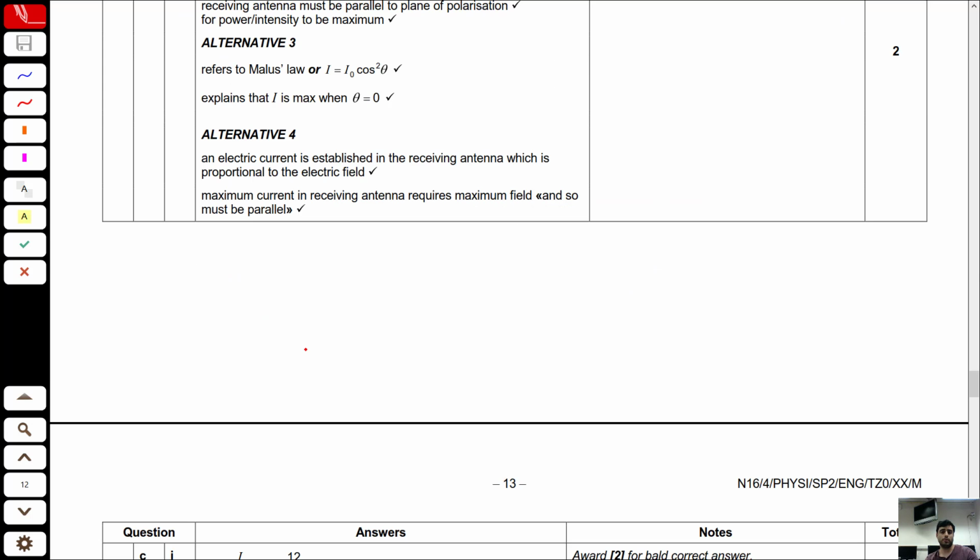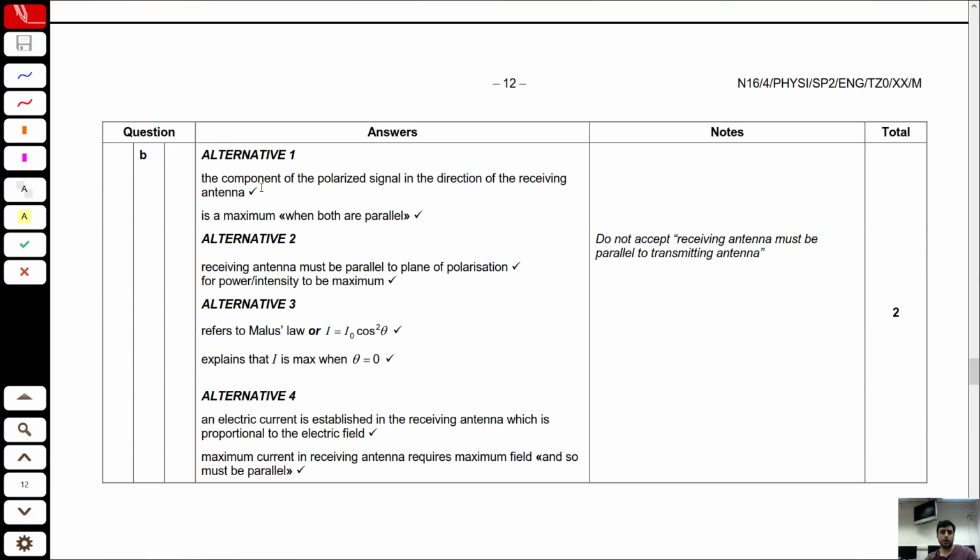Let's see what the mark scheme says. It should be similar: the component of the polarized signal in the direction of the receiving antenna. Why? Because it has to be the maximum. The intensity received is maximum only when the plane of polarization of the incoming light is parallel to the receiving antenna window. Why do they have to be parallel to each other?